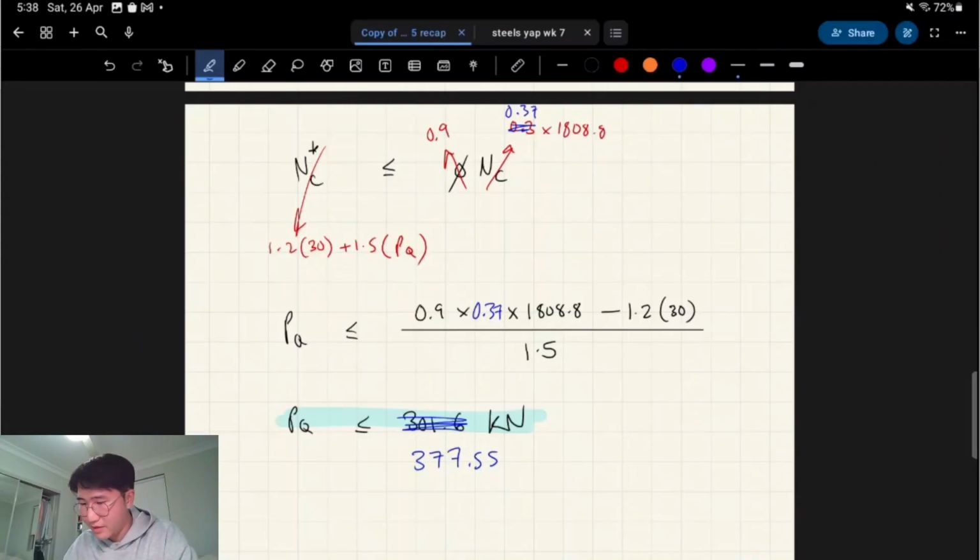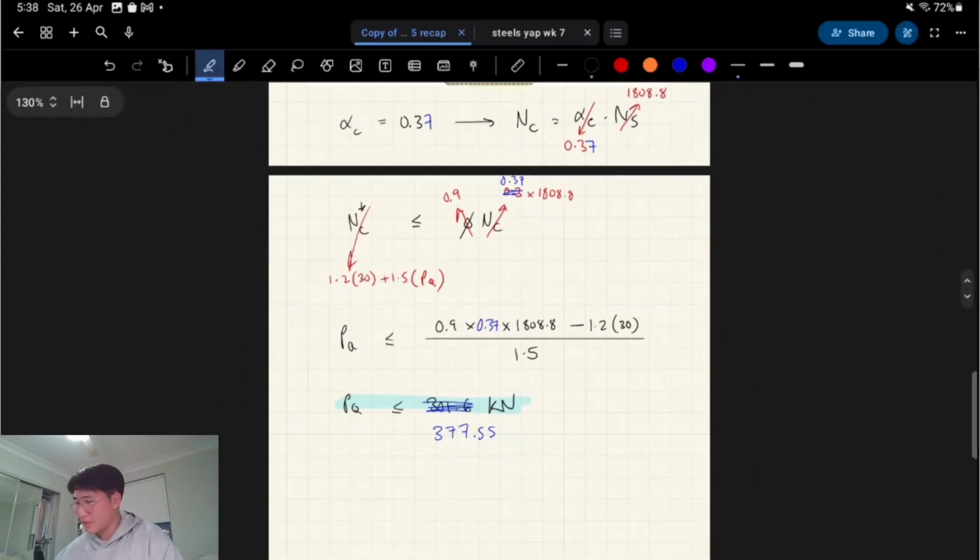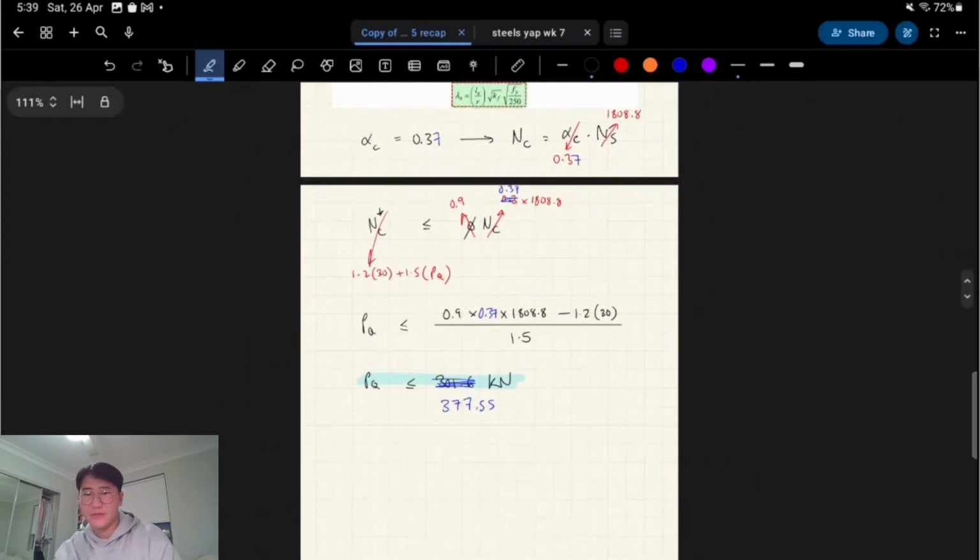That is a 25% increase in the amount of live load, point live load that can be added. So, yeah, just wanted to add that in.